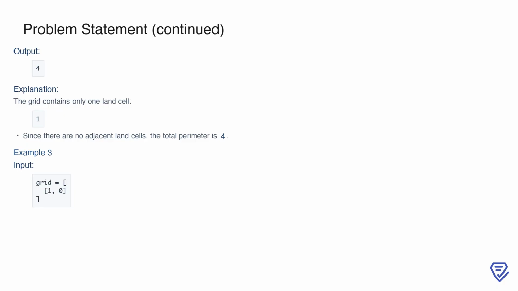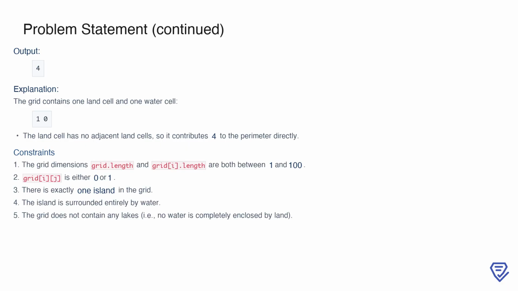In the third example, the grid is 1, 0. This time, the grid has one land cell and one water cell. Since the land cell does not have any adjacent land cells, it contributes 4 to the perimeter directly. The water cell does not affect the calculation because it does not contribute to the island's perimeter. The output is again 4, emphasizing that only the land cells are considered for perimeter calculation, and the contribution is reduced only when adjacent land cells exist.